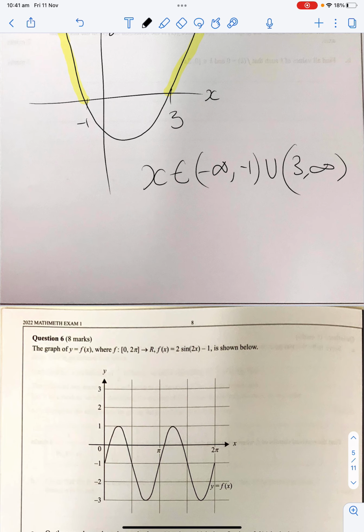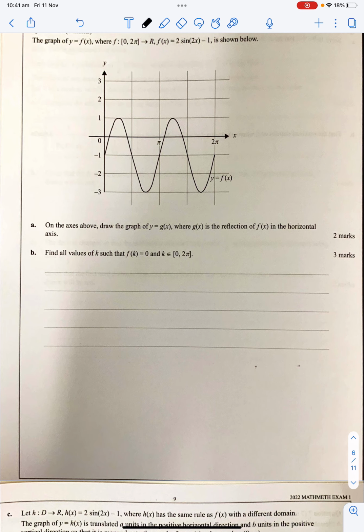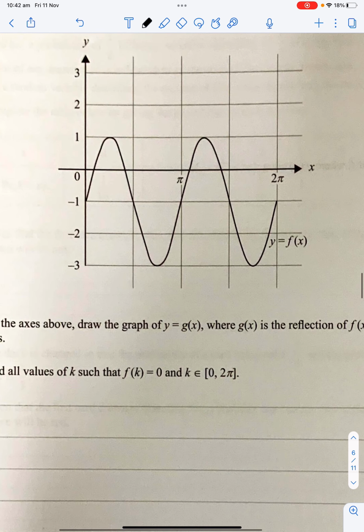Question 6. On the axis above, draw the graph of g of x, where g of x is the reflection. So we're reflecting across the axis here. So what I recommend doing is taking all the critical points and reflecting those and then connecting the dots. So the starting point, -1, will go to 1. Local max becomes a local min, so 1 becomes -1. The zeros are going to be the same. 0 reflected is still 0.